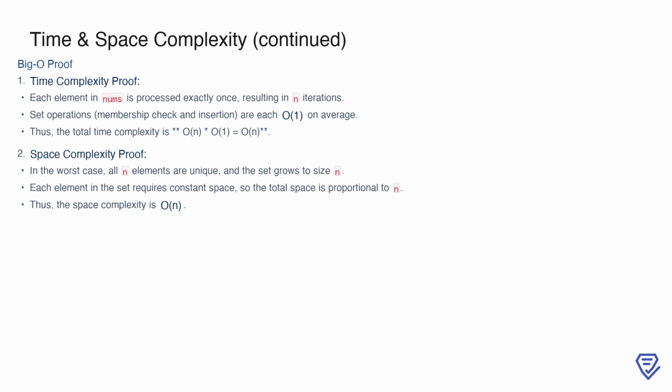n elements. Each element requires constant space, so the total memory usage is proportional to n. This means the space complexity is O(n). These proofs confirm that the algorithm is both time and space efficient given its constraints.